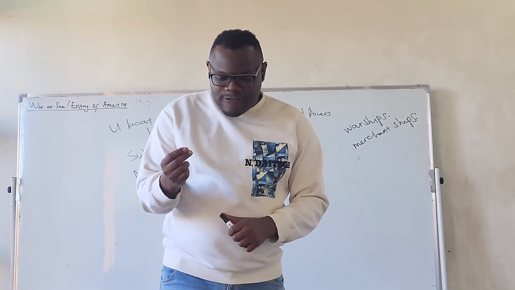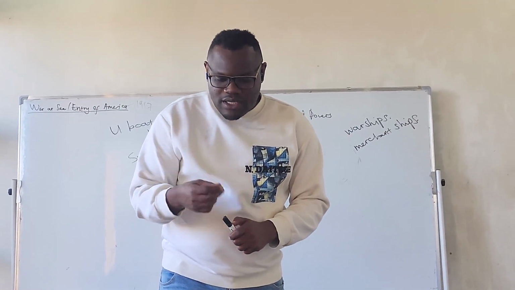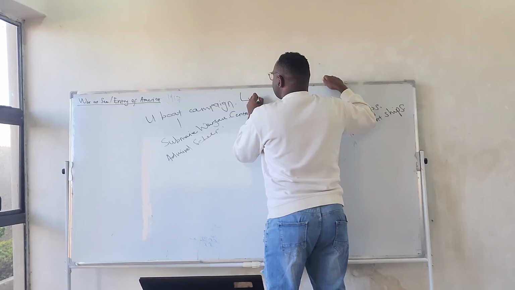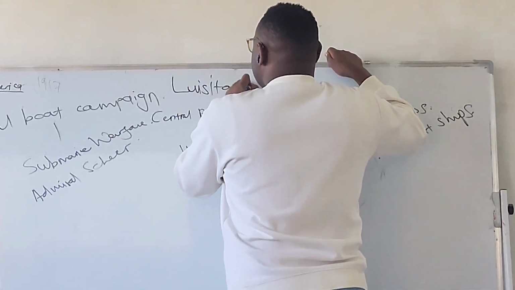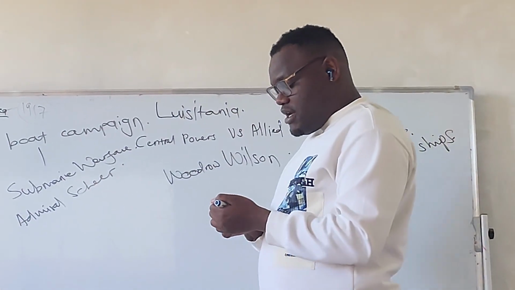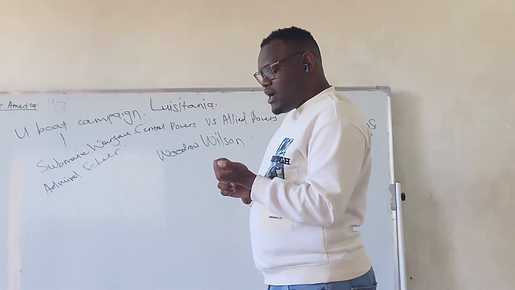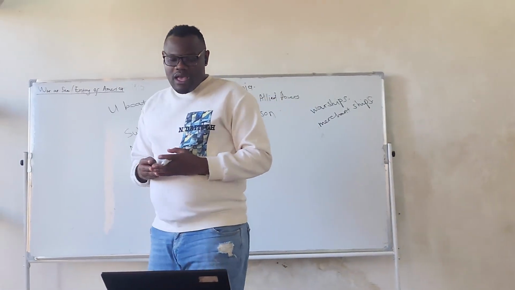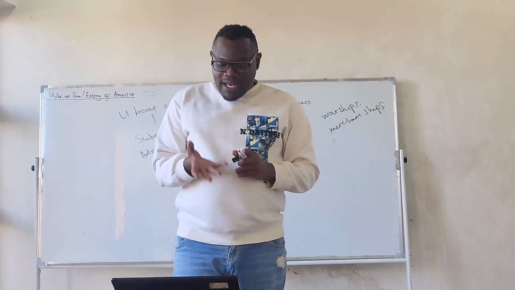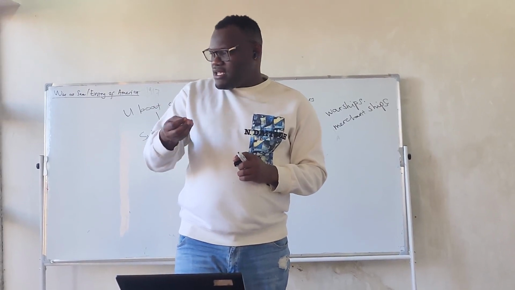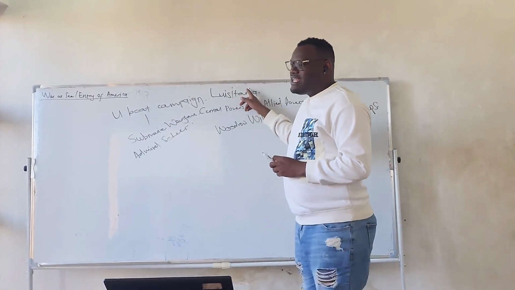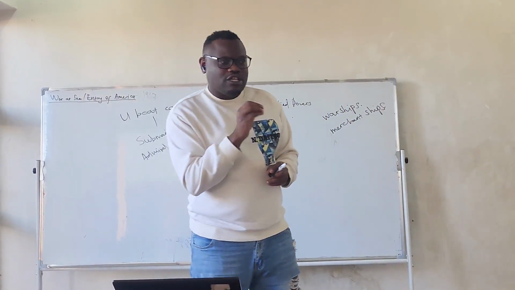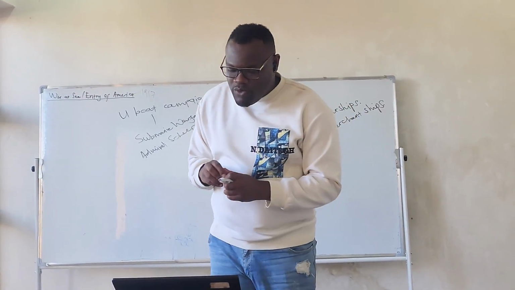In May 1915, the Germans sank without warning a British ship called the Lusitania. So that Lusitania was a British ship, but it was ferrying Americans too. In the process of the sinking of the Lusitania, about 1,200 people died, and of those 1,200 people, 118 were Americans.